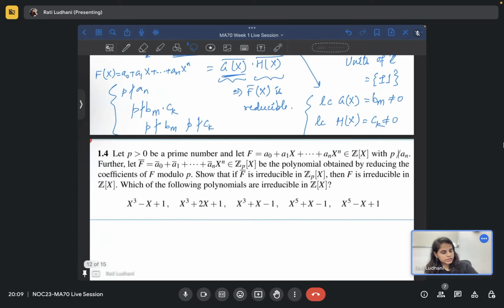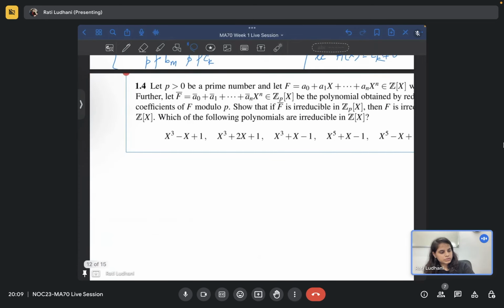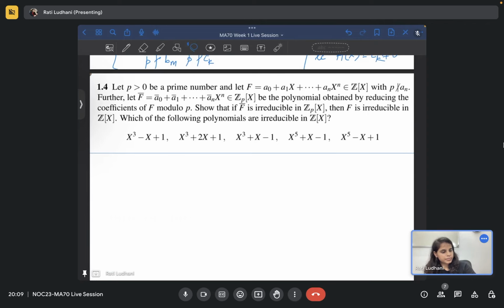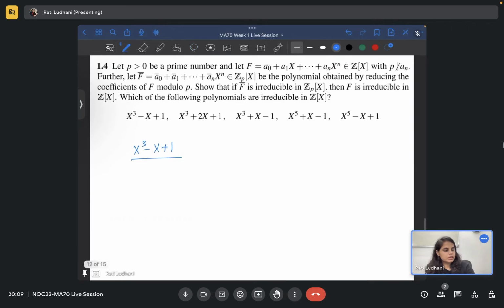So you have this, and let's say for this, you have x cube minus x plus 1. Take this example. Now if you can prove that this is irreducible over some Zp[x], then this will be irreducible in Z[x]. So can you tell me what p you can take here? P is equal to 2. Exactly. So you take p equals 2.